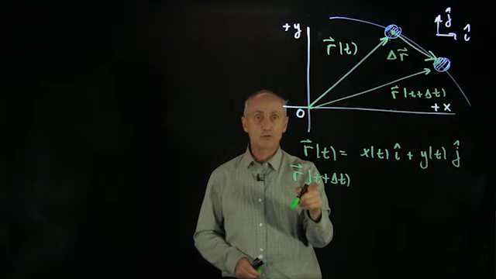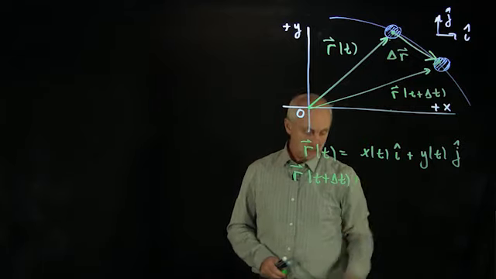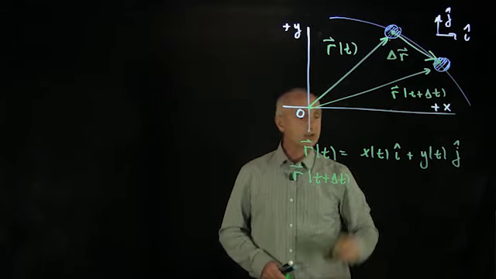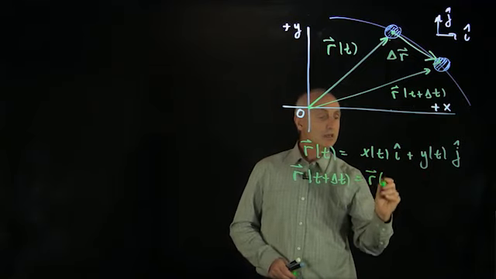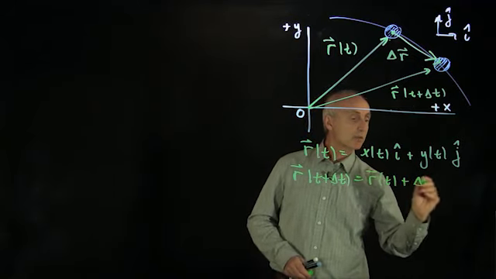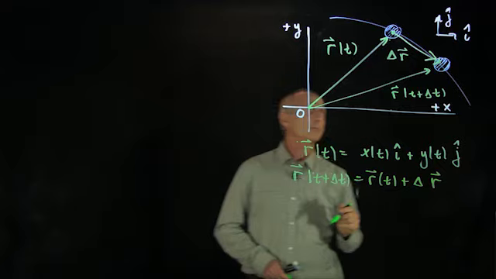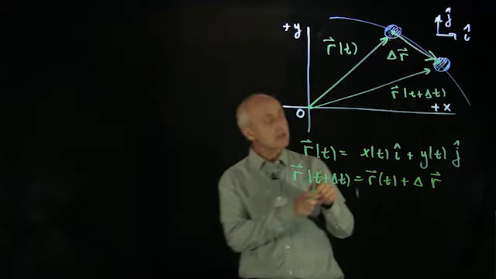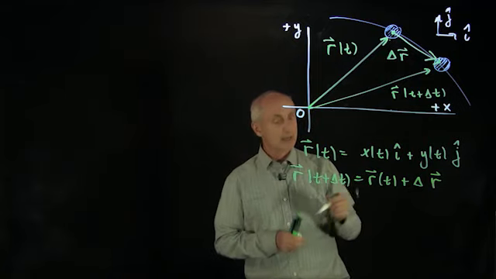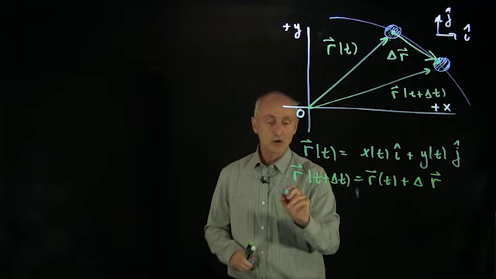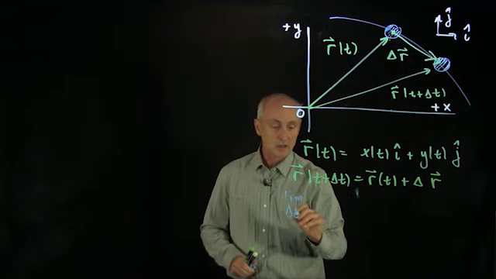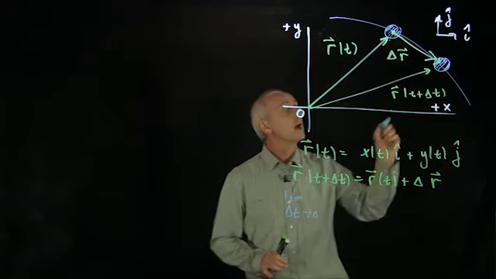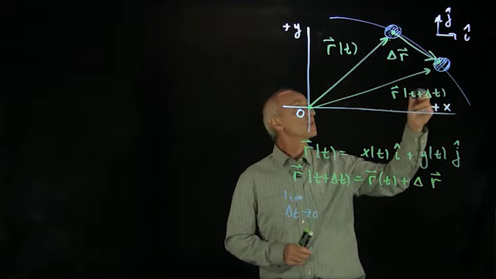And recall that the vector at time t plus delta t is equal to the old vector r of t plus this displacement vector delta r. Now, what we want to consider is the limit as delta t goes to 0. And let's just look graphically at what that means.